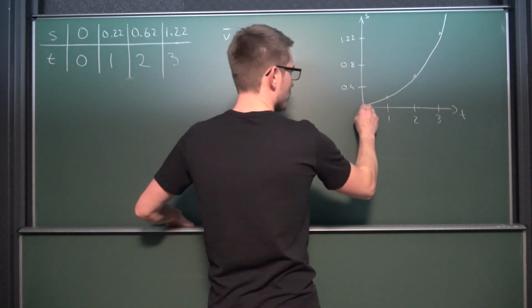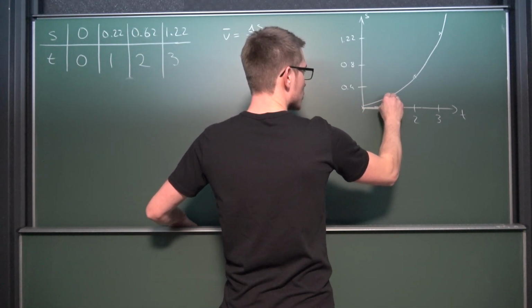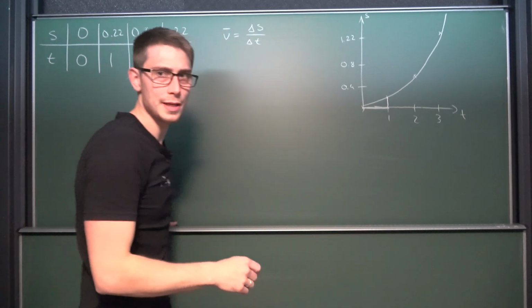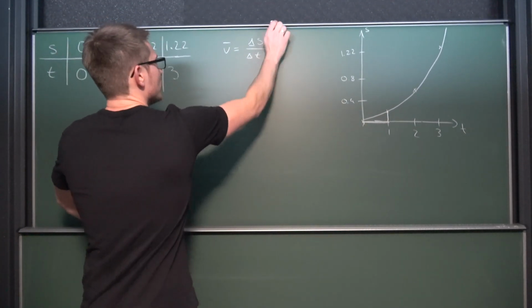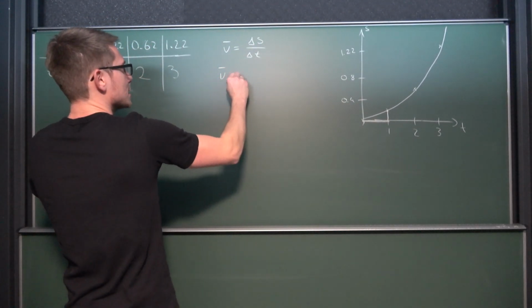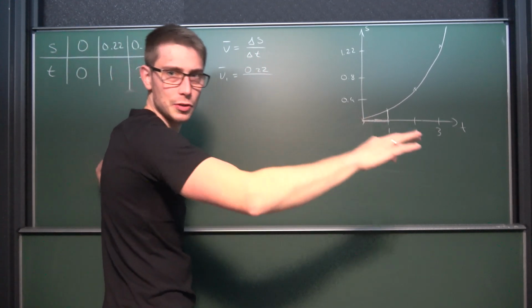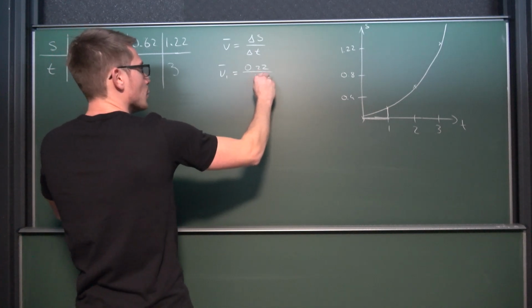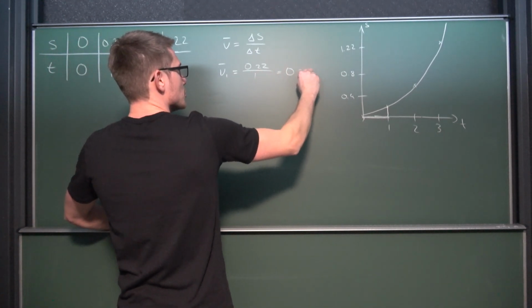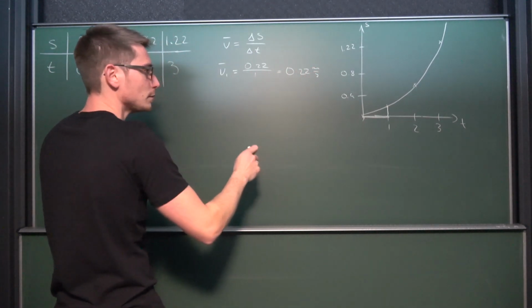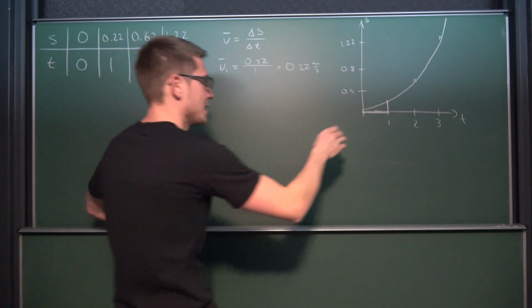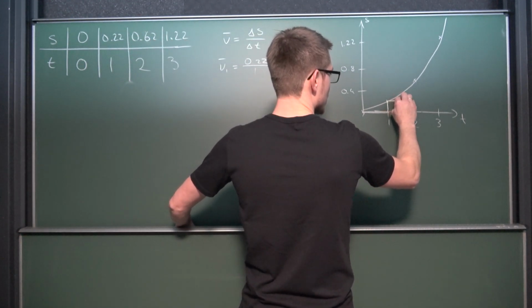So for example, after 1 second, we traveled 0.22 meters, meaning we got for the first average velocity 0.22 meters, I'm going to leave the units out for now, divided by 1, which is going to result in 0.22 meters per second. And now we can create ourselves the next average velocity for the next interval.